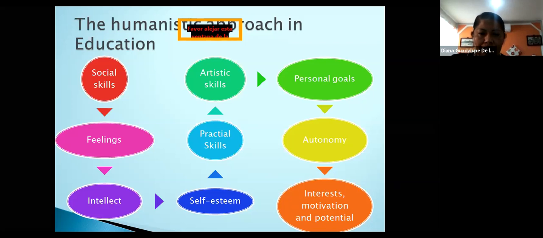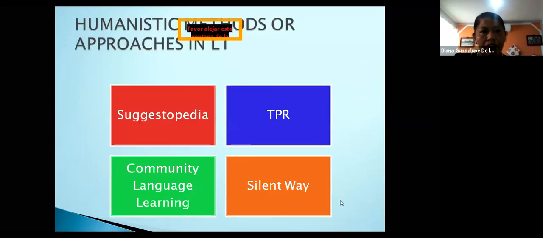When we include in our classes a student's interest, their motivation, and we tell them that they can or they will be able to reach something, we empower their potential. We strengthen their motivation, and their interest increases in language learning and in life, because some of them come to the class really depressed.